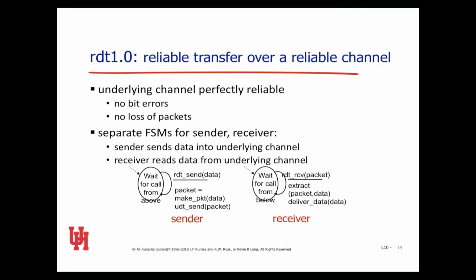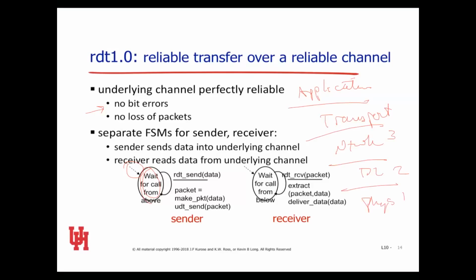So RDT 1.0, we're going to take a first pass at a reliable finite state machine, a reliable protocol. We're going to assume, which is a big fat lie, that there are no bit errors and no loss of packets. So the FSM for the sender and the receiver are really simple. I start here. I'm in this state with this circle. I'm waiting for a call from the layer above, from the application layer. And I'm the transport layer. I'm the layer right below. That's the chapter we're on. And then below me, I have network, which is layer 3, data link, and then physical, which is layer 1.